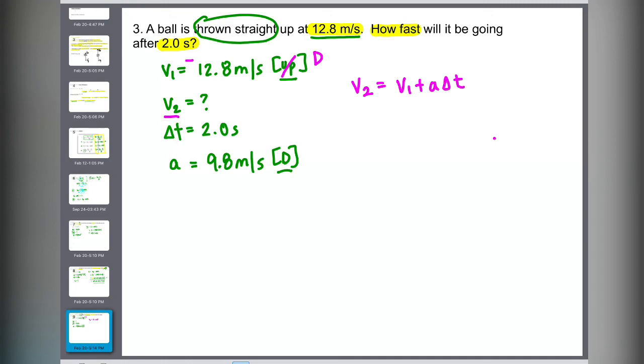Pick the equation. V2 is what I'm looking for. So V2 is V1 adding A delta T. You're welcome to use your equation sheet if you need, right? V1 is negative 12.8 adding 9.8 times T. Okay, punch it in your calculator. Negative 12.8 adding 9.8 times 2. The answer worked out to be 6.8 meters per second.